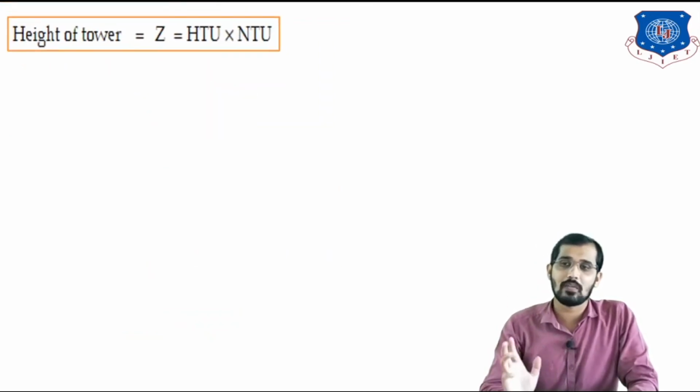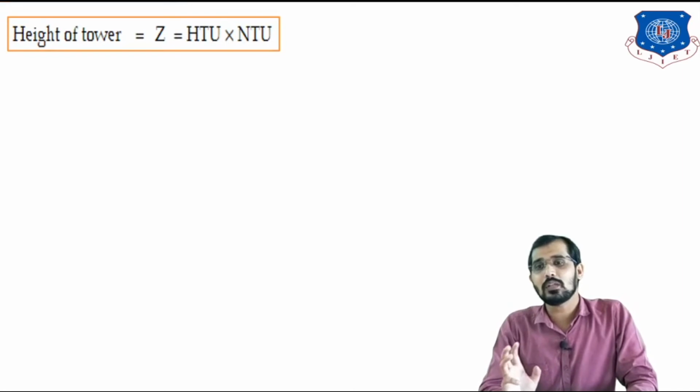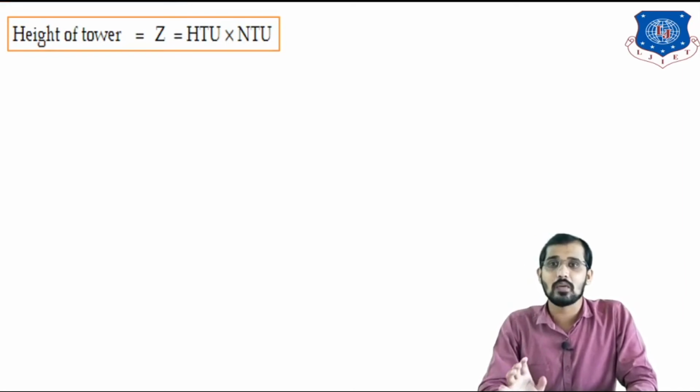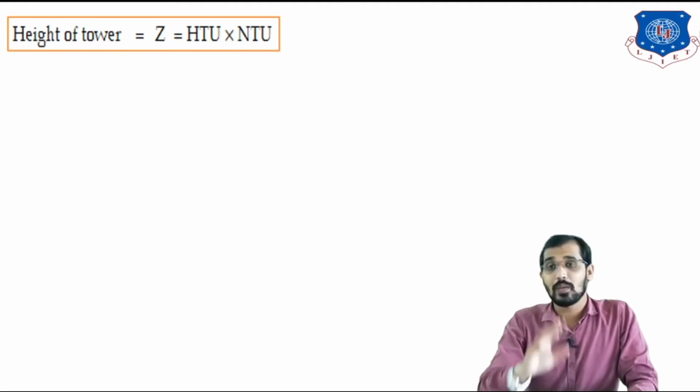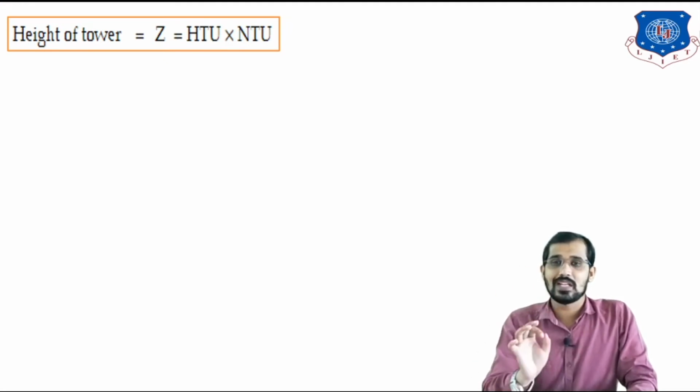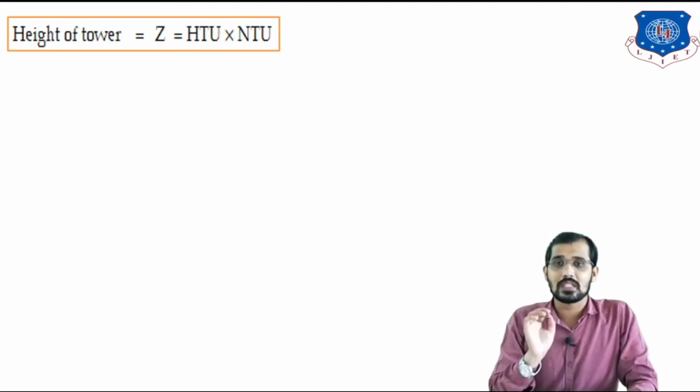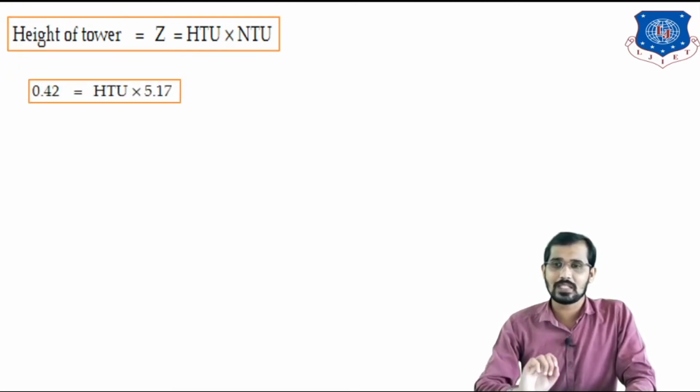The formula for that you can see on the screen. Height of the tower is given by Z equal to HTU into NTU. You have seen all this formula in the previous lecture as well. Z is nothing but the packing height, and this is given in our question as 0.42. HTU we have to calculate here, NTU we have already calculated. So just put all these values in this formula like this.